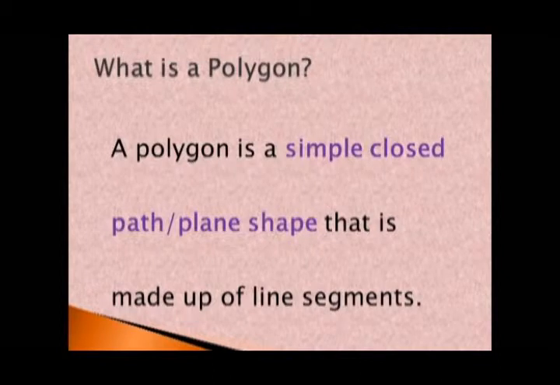What do you think a polygon is? Let's look and find out. A polygon is a simple closed path or plane shape that is made up of line segments. What is the smallest number of line segments that can make a polygon? Do you think we can make a polygon with 2 line segments?